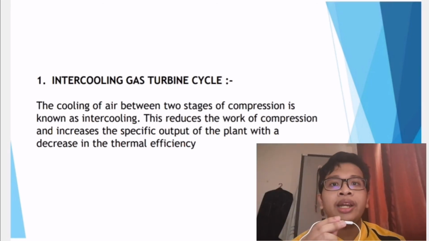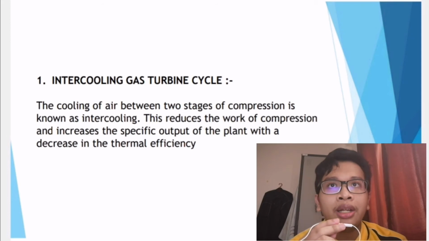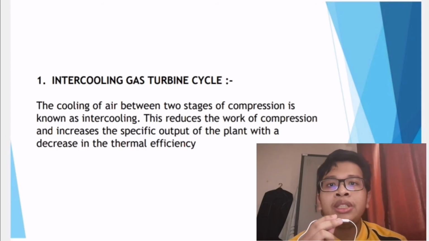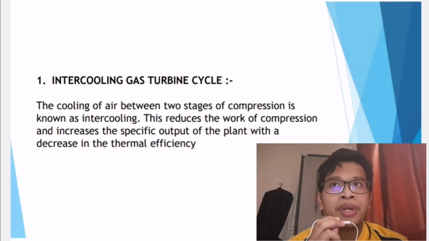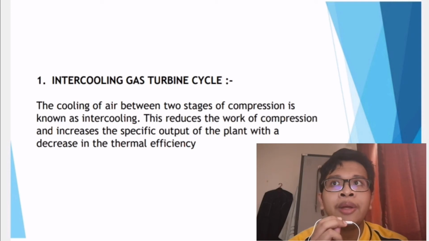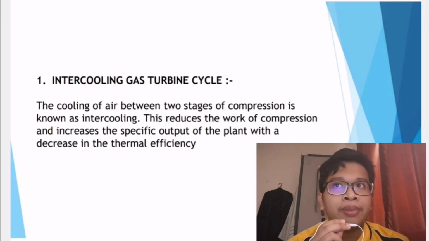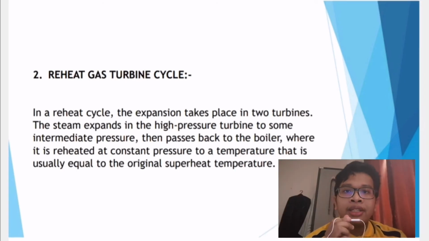So for the first one, I'm going to talk about the intercooling gas turbine cycle working principle. The cooling of air between two stages of compression is known as intercooling. This can reduce the work of compression and increase the specific output of the plant, with a decrease in the thermal efficiency.